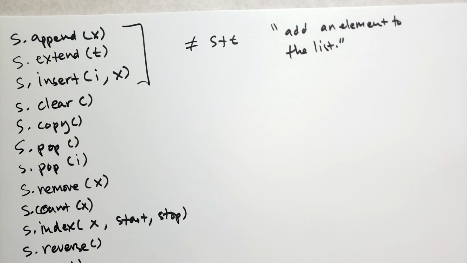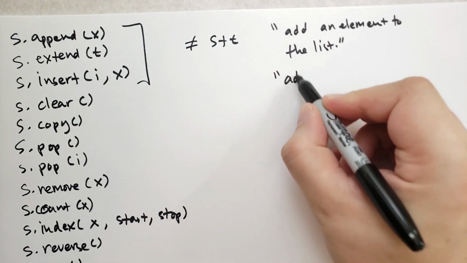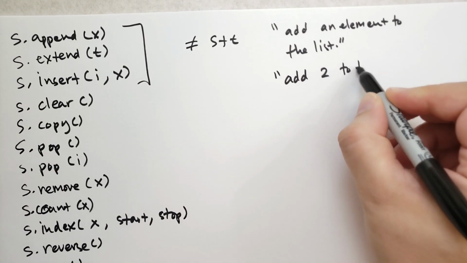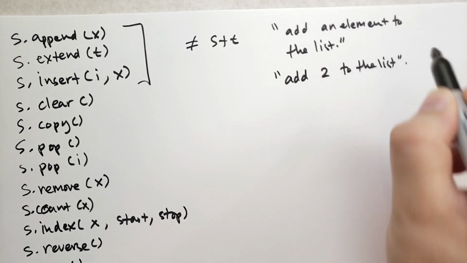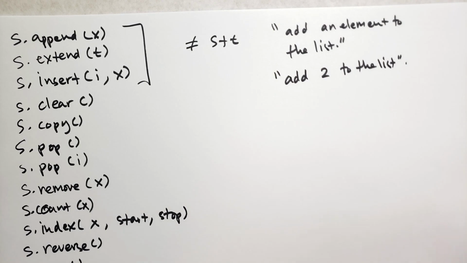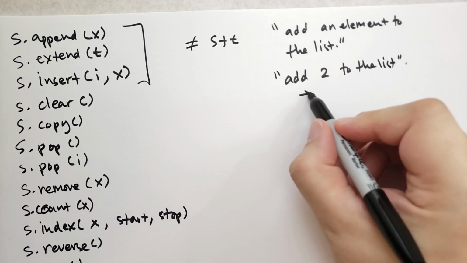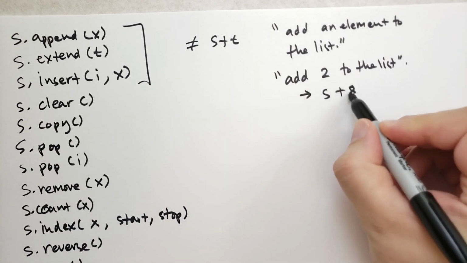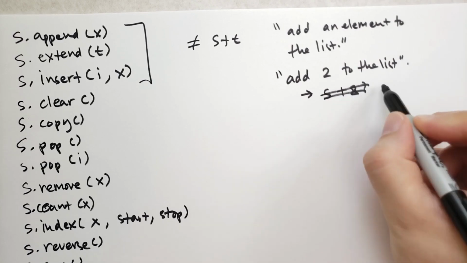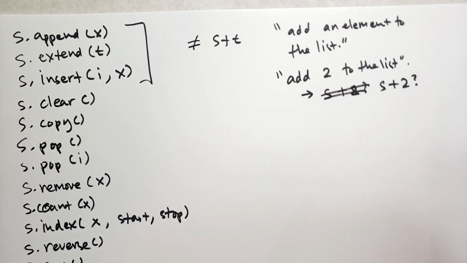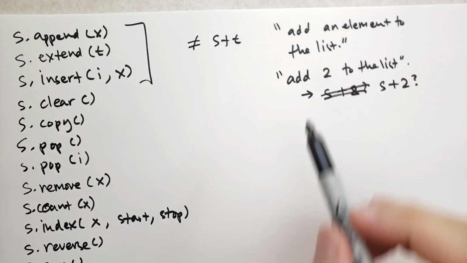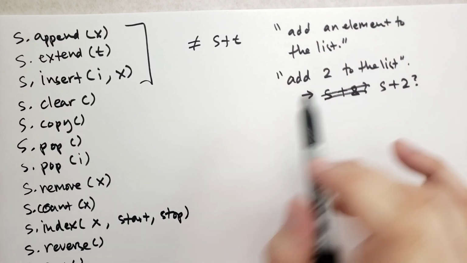And this is precise enough. The problem is that we sometimes get lazy and we might say something like "add 2 to the list." And newer programmers or people that are being pedantic might say, what do you mean? You're going to take the list and you're going to add 2? All right, let's write that out again. You're going to take S and add 2. That doesn't make any sense. What this means is you're adding the element with the value of 2 to the list.